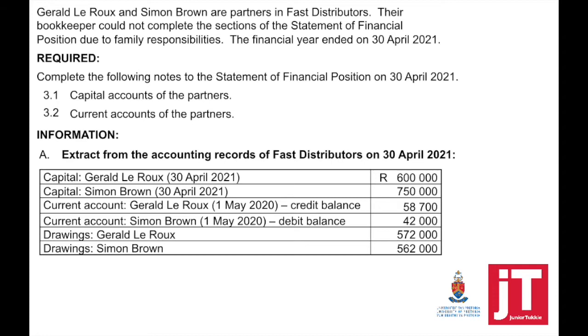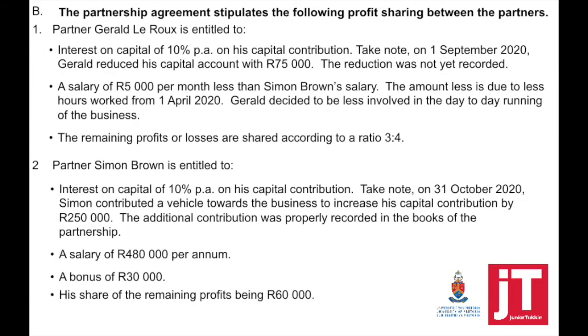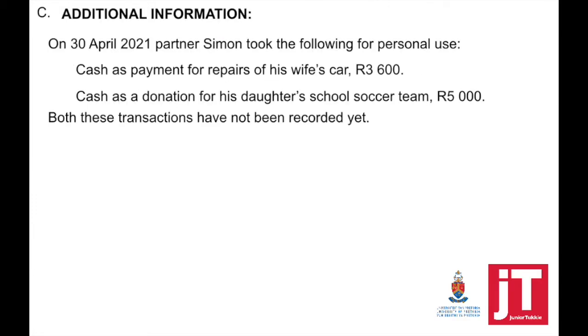Information A, they provided us with balances on 30 April 2021. Take note that the current account balances is in the beginning of the accounting period. And Gerald had a credit balance, Simon had a debit balance. Information B, they provided us with the partnership agreement. And then we've got additional information.